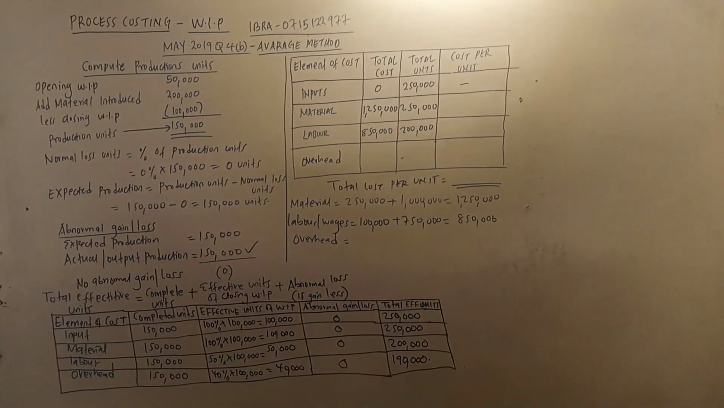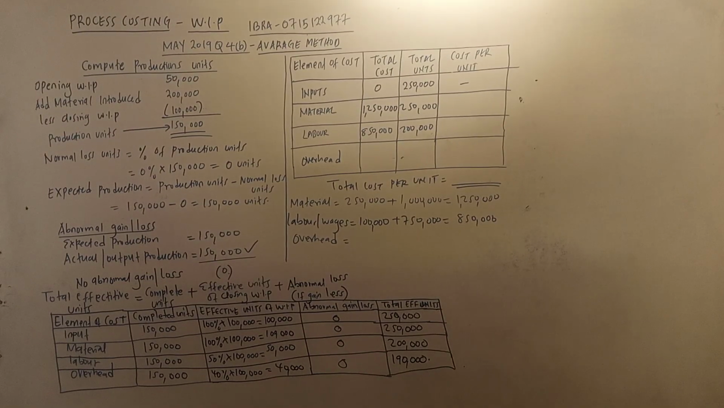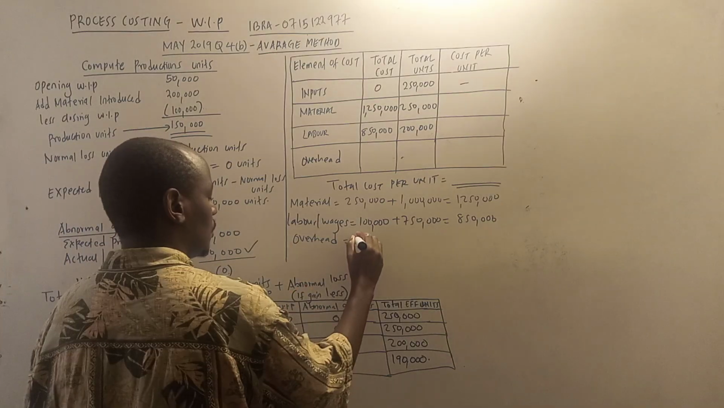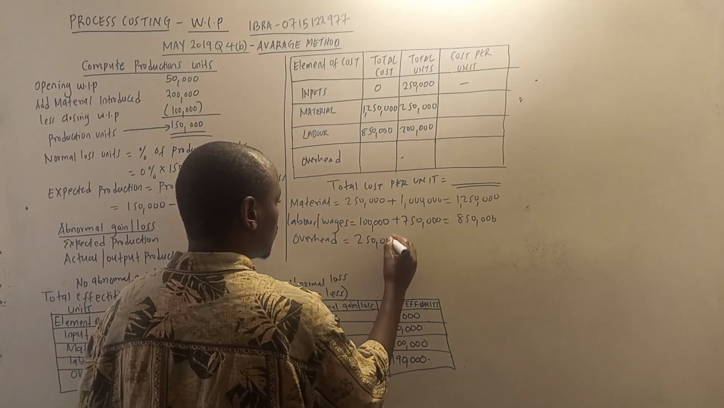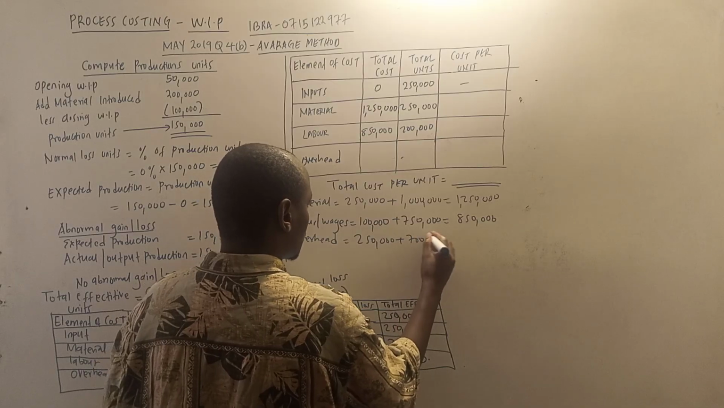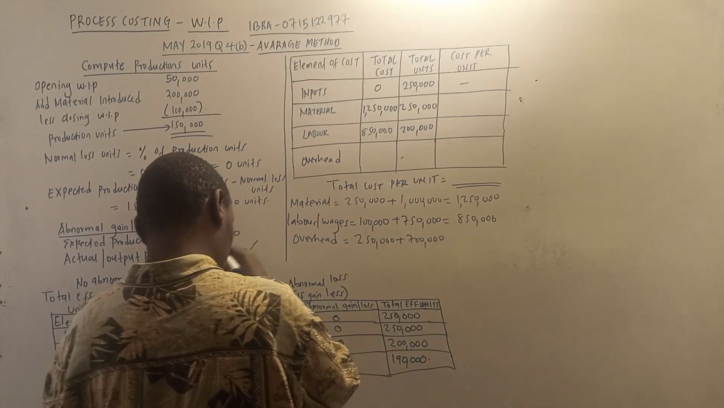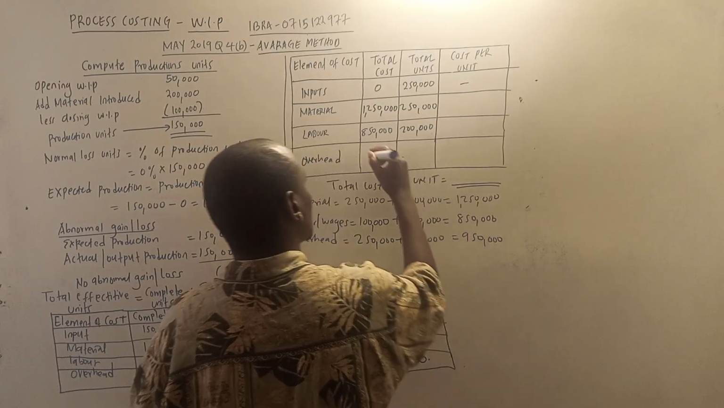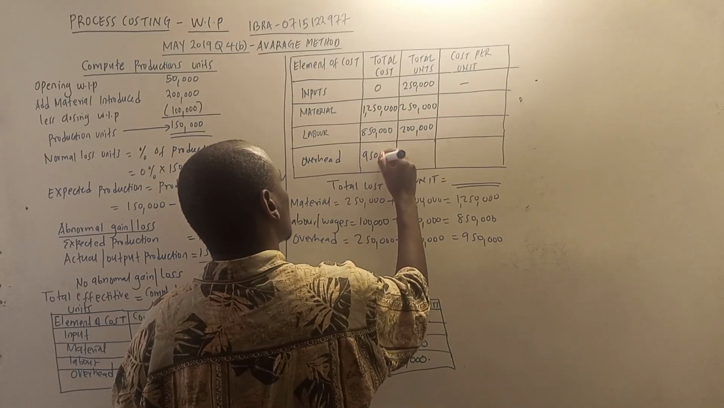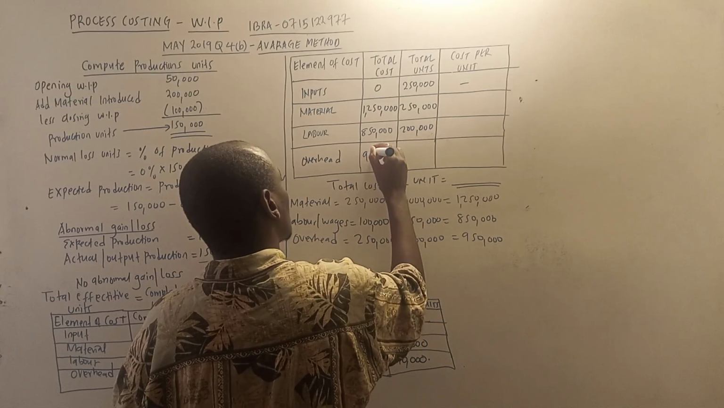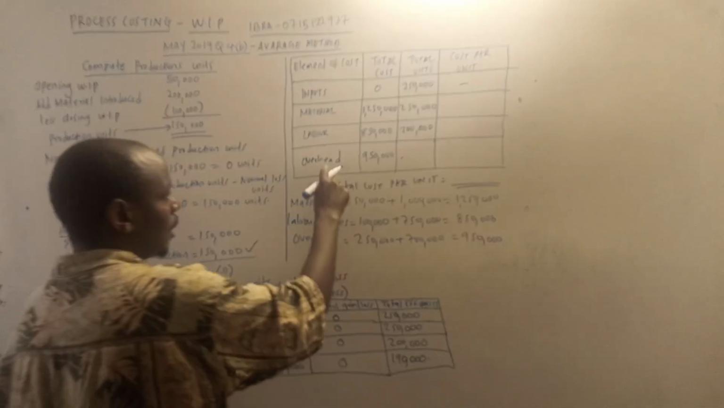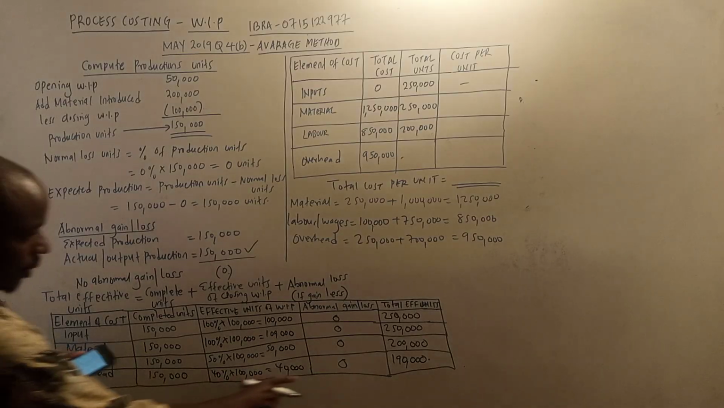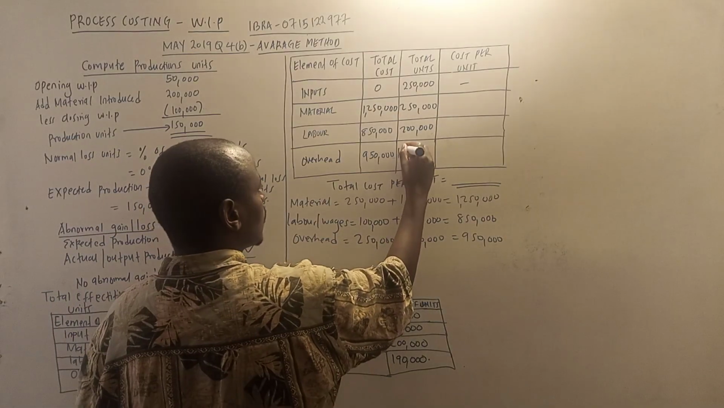Now for overhead we have 250,000 plus 700,000. This one will be equal to 950,000. And then units for overheads is 190,000.